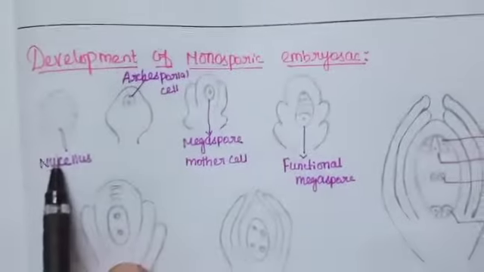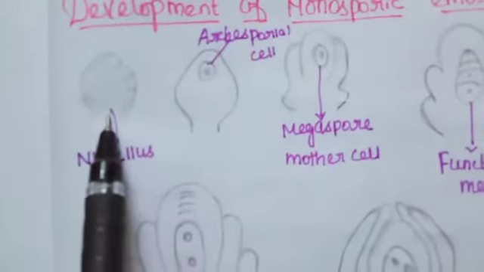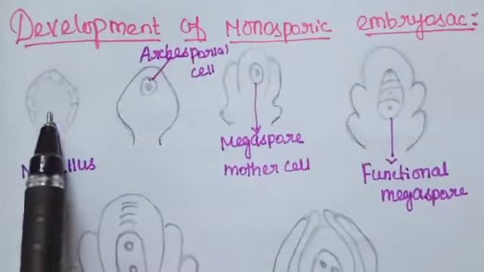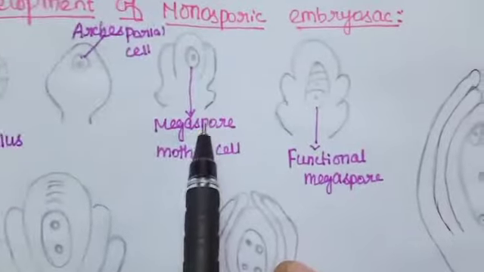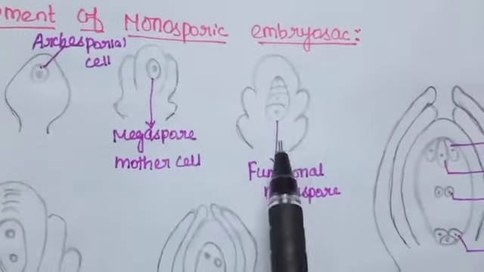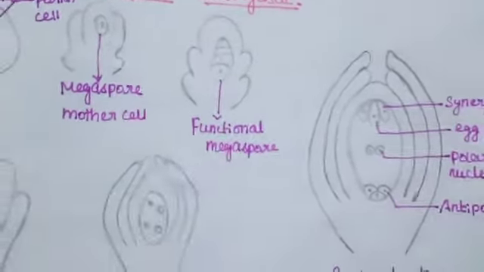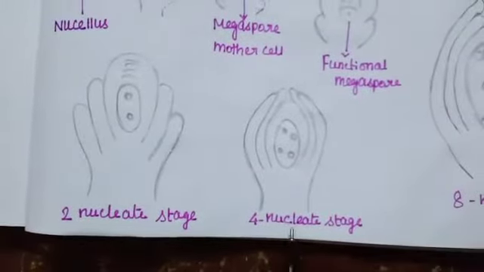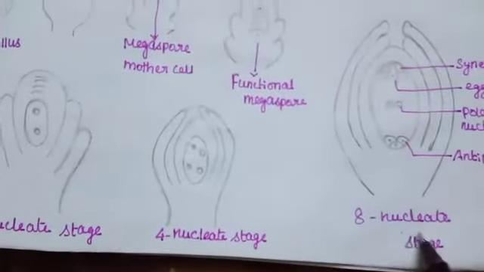Next, development of the monosporic embryo sac. You know very well, the nucellus is present in the ovule. Here inside the nucellus, the archesporial cell forms. This archesporial cell acts as a megaspore mother cell. Next, formation of the functional megaspore. In this functional megaspore, next formation of the 2 nucleate stage, 4 nucleate stage and 8 nucleate stage. These last divisions are followed by the cellular organization of the embryo sac.